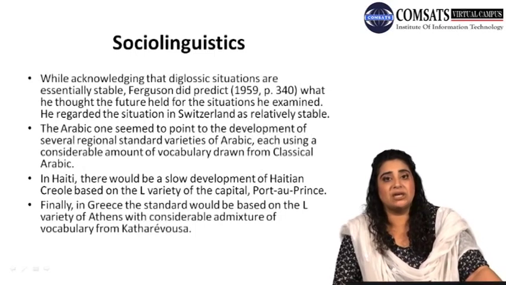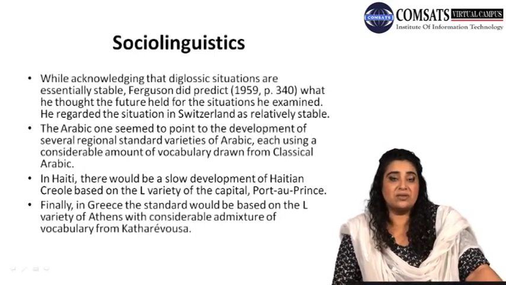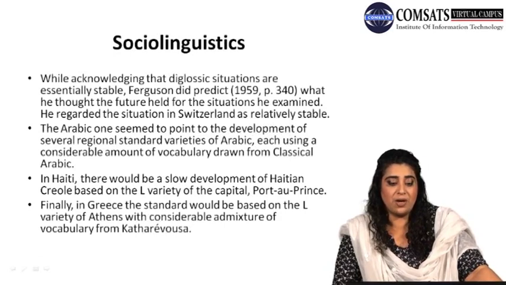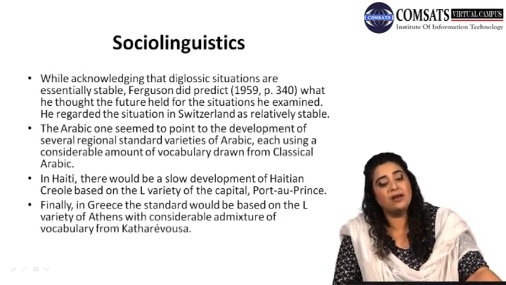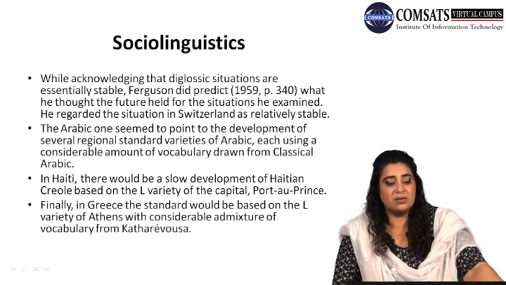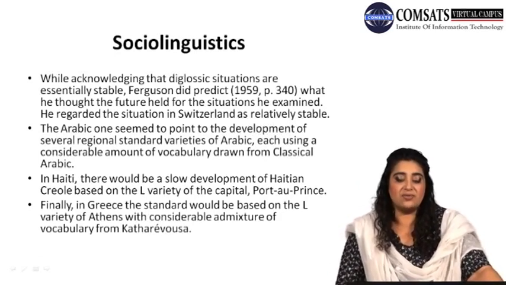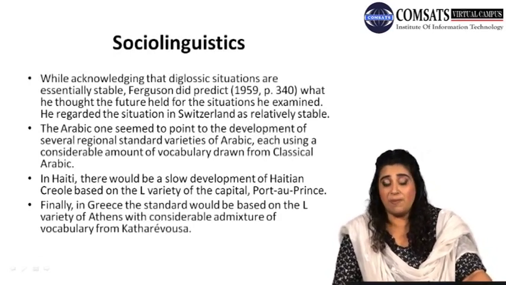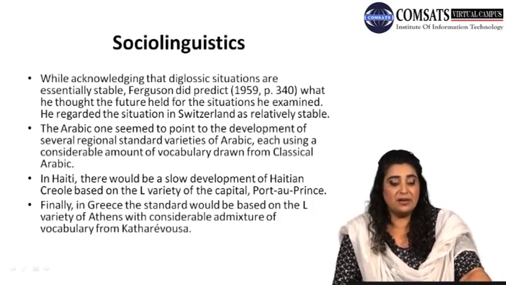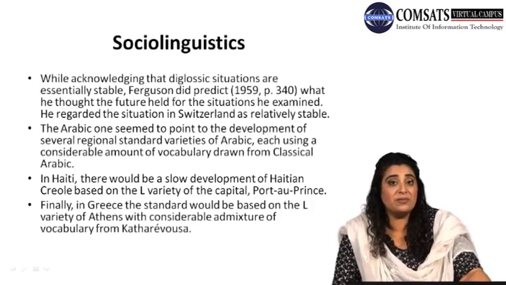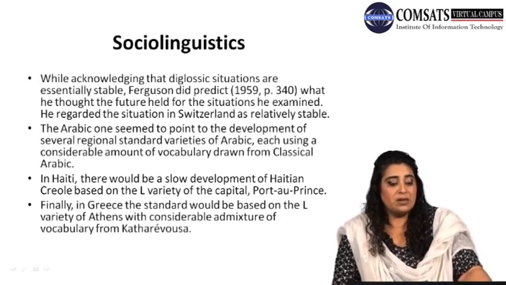So, while acknowledging that diglossic situations are essentially stable, Ferguson did predict, in 1959, on page 340 of his research work, what he thought the future held for the situations he examined. He regarded the situation in Switzerland as relatively stable. But the Arabic one seemed to point to the development of several regional standard varieties of Arabic, each using a considerable amount of vocabulary drawn from Classical Arabic also. So that was one point of development.